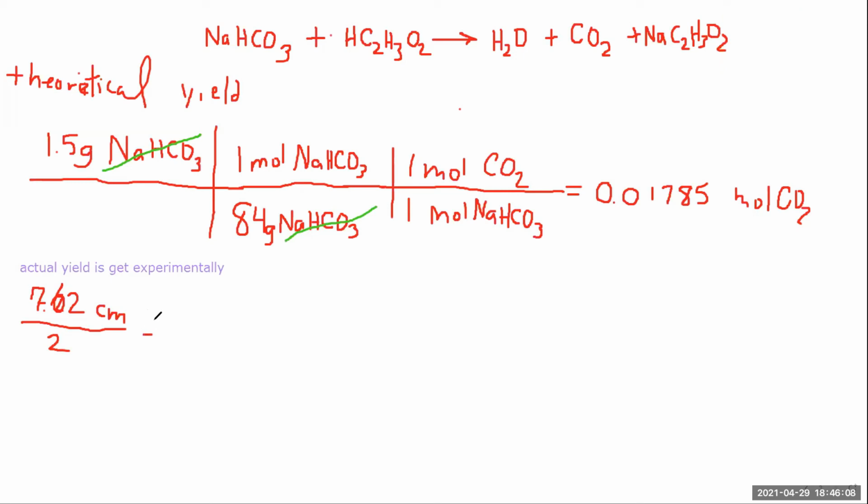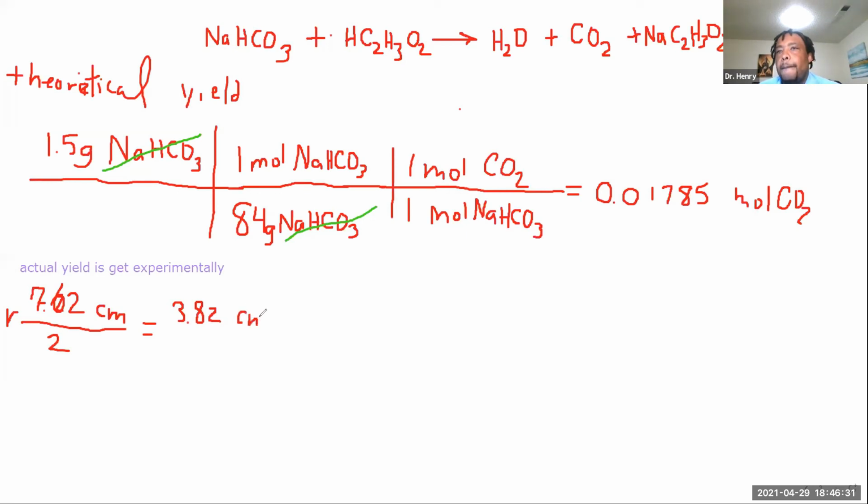Okay, so this is going to give me my radius, my r, because it's diameter divided by 2. That's going to equal your radius. What do you guys get for that? 3.82. Okay, so my radius is 3.82.